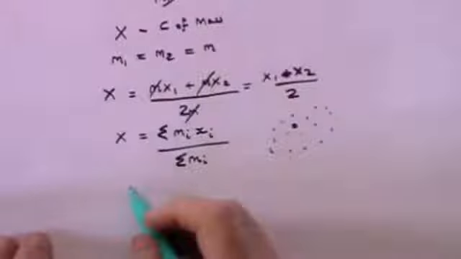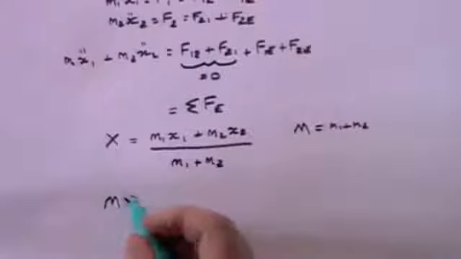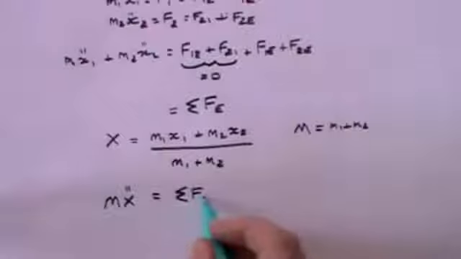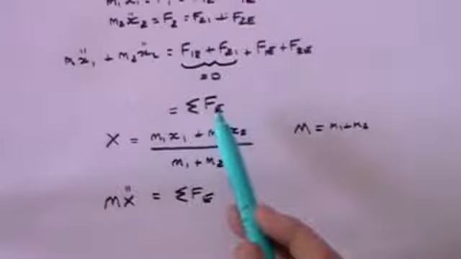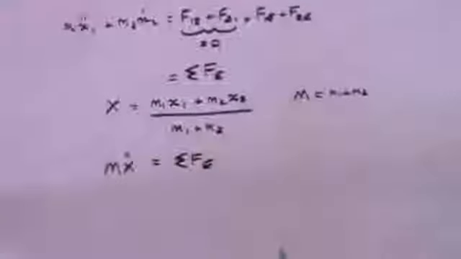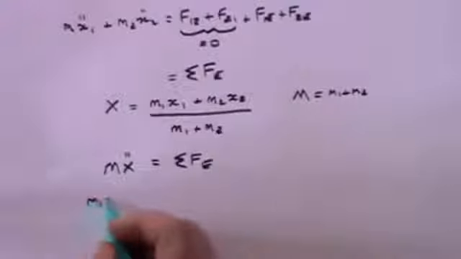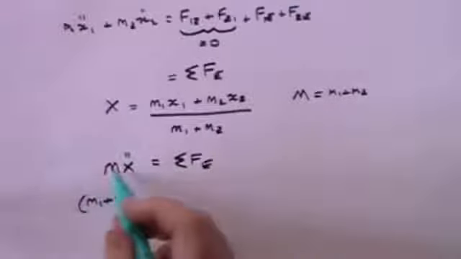Right, so let me just write that down again: the capital M for the total mass, times the second differential of this new term X, which is obviously the acceleration of X, is going to be equal to the sum of the external forces. In other words, it's going to be that sum there. How can I show that relatively easily? What is M? It's m1 plus m2. So m1 plus m2 is M.